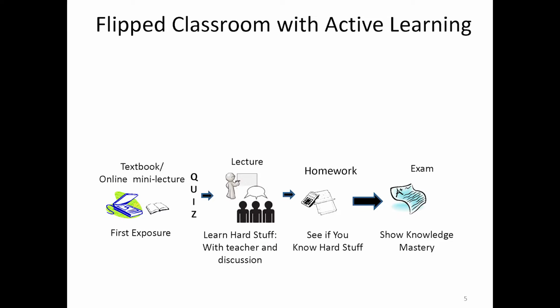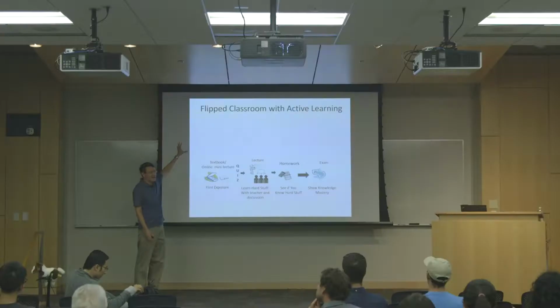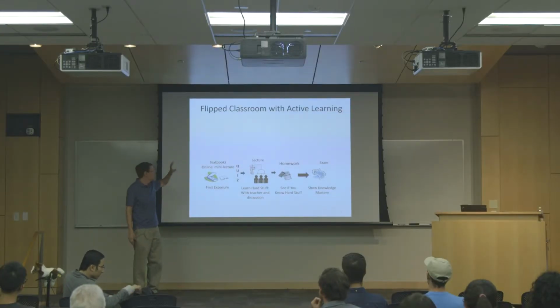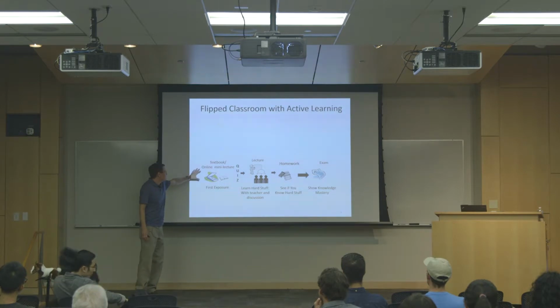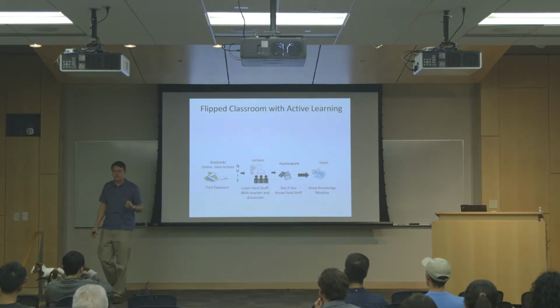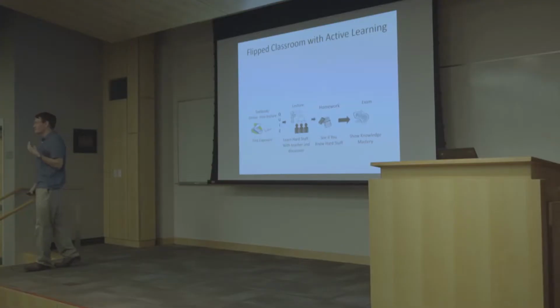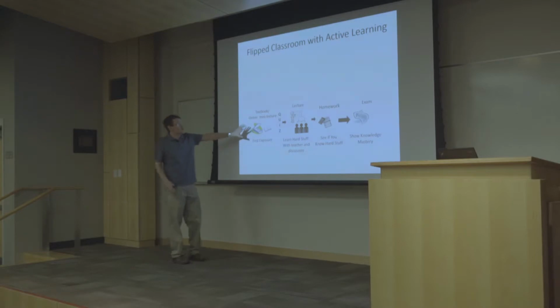First, I have to tell you what peer instruction is, in case you haven't seen it yet at UCSD. Peer instruction is a form of active learning. This is the classic model of a flipped classroom. Students do some kind of preparation before class. That might be reading a textbook or watching an online lecture. Then they take some quiz to make sure that they actually understood some of that content. But that's essentially their first exposure to the material.